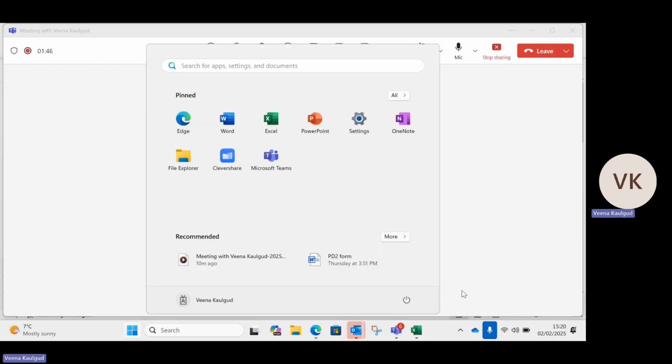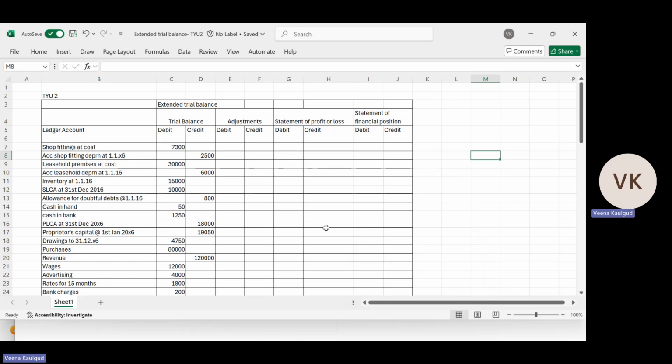Okay, guys, so this is a session on extended trial balance. This is from a Kaplan question. So it is an extended trial balance. The way it is going to work is we have been given an extended trial balance with the original numbers. It has a trial balance which has been provided to you originally. Then we have these adjustments columns, and then we have the statement of profit or loss, and then we have the statement of financial position.